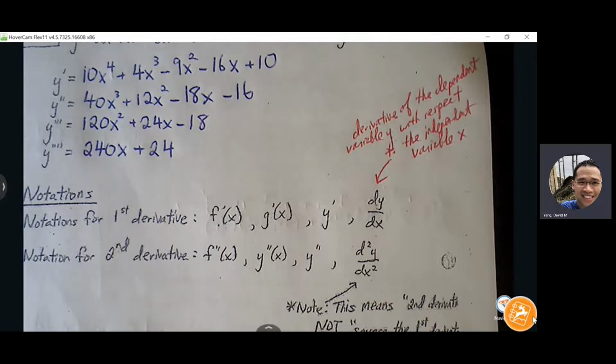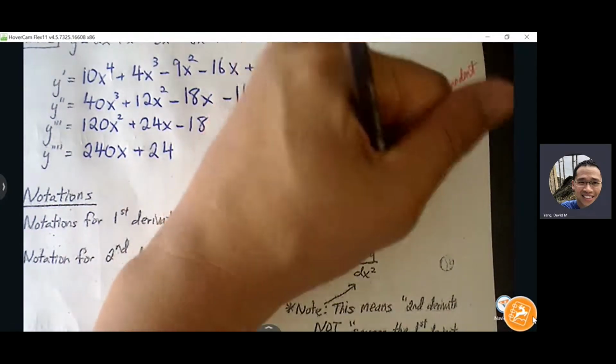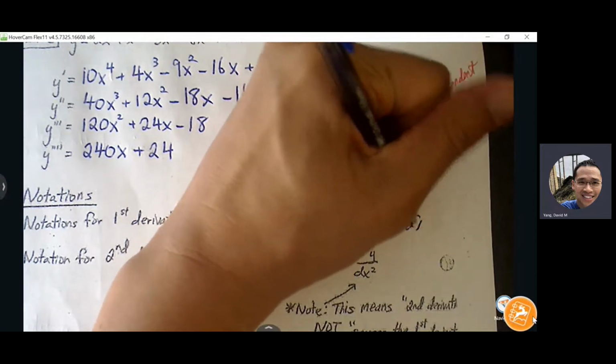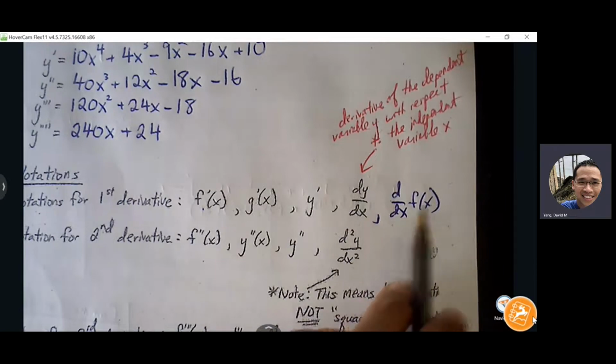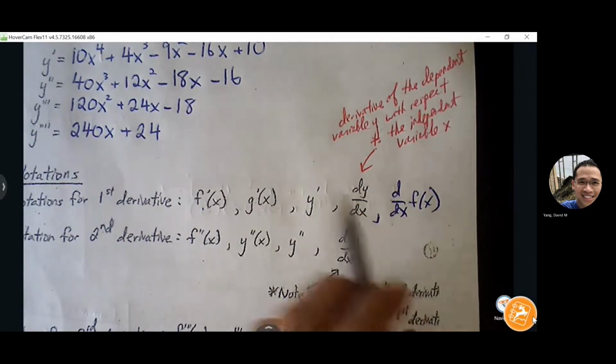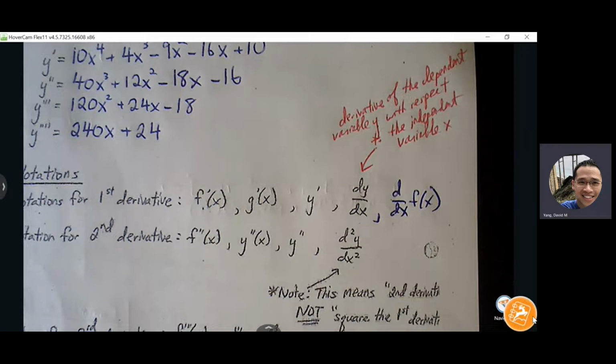Right. Another way of writing this out, I didn't include it on this list here, is d over dx of f of x. That just means find the derivative of f of x. So you have all these different ways of saying find the first derivative.